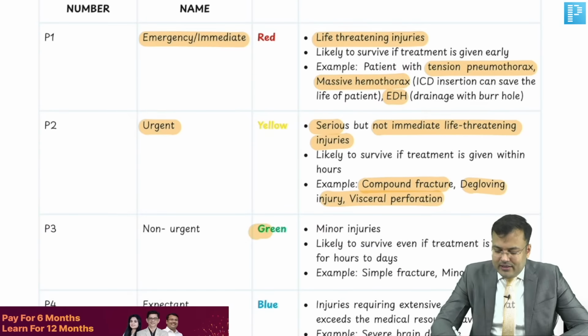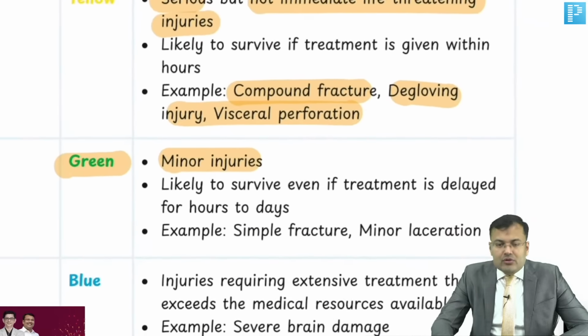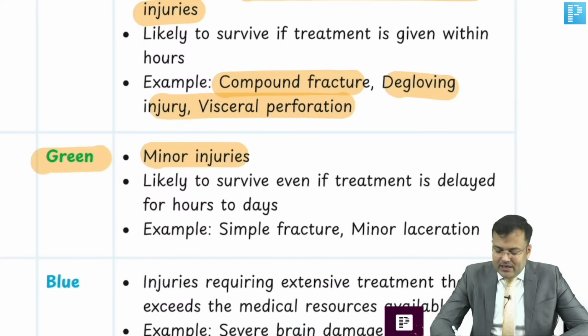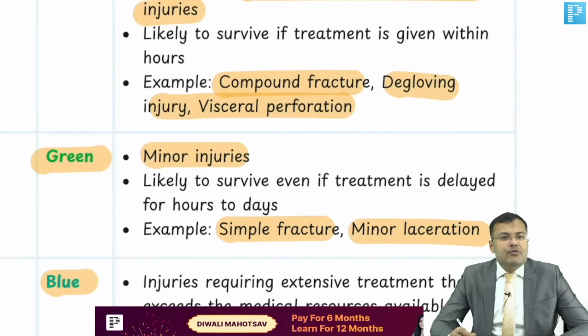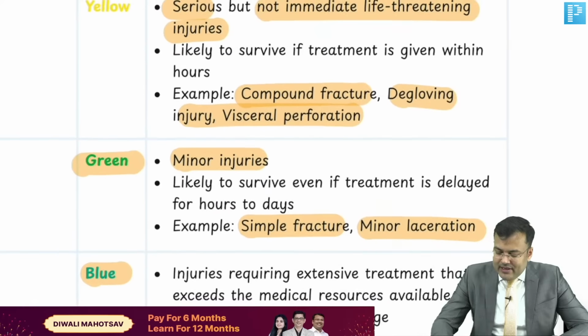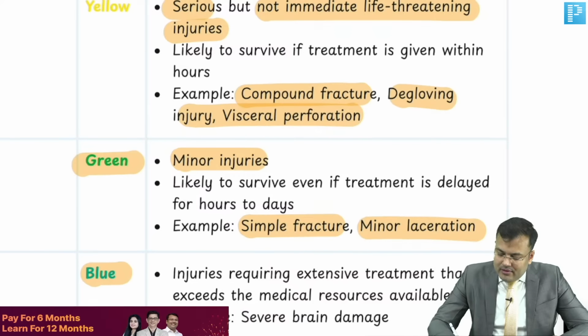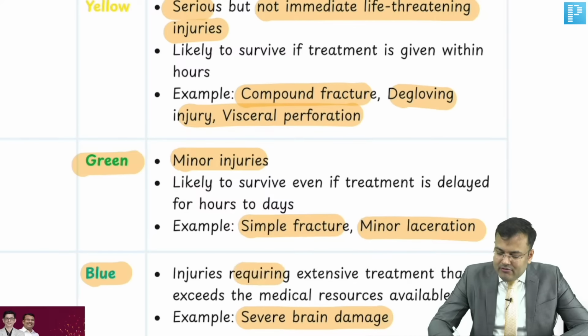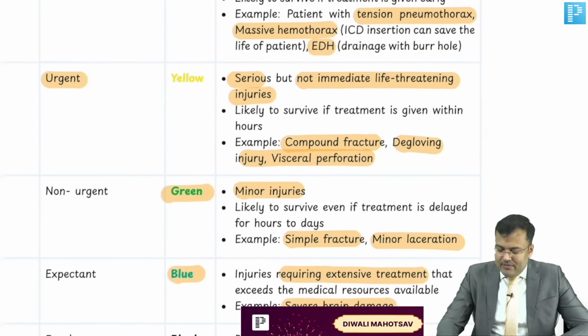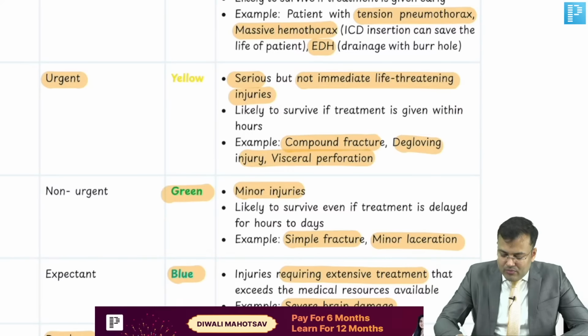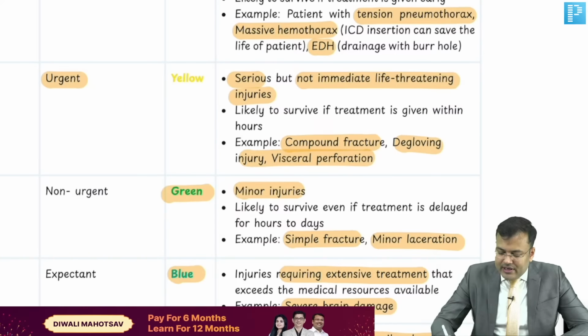Non-urgent care, it is green, minor injuries. So, these patients are actually having simple fracture and minor laceration. Blue, here it is the 4th priority. These patients are having injuries like severe brain damage which requires extensive treatment and exceeds the resources available. Black, the patient is already dead or moribund.